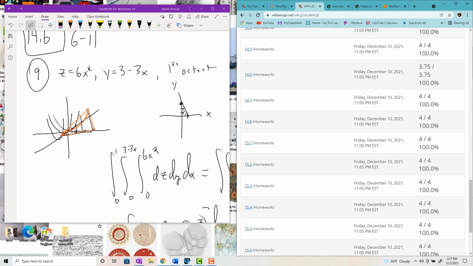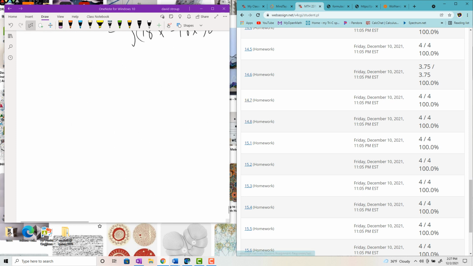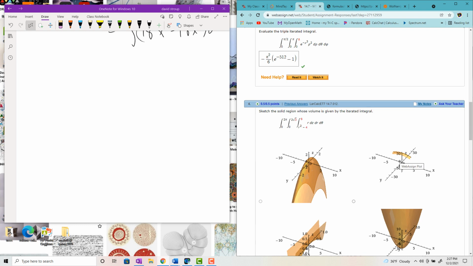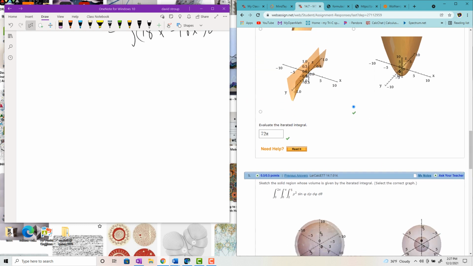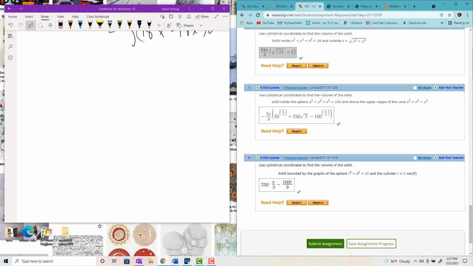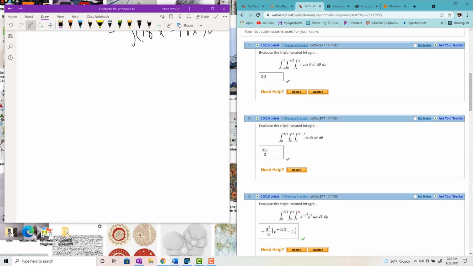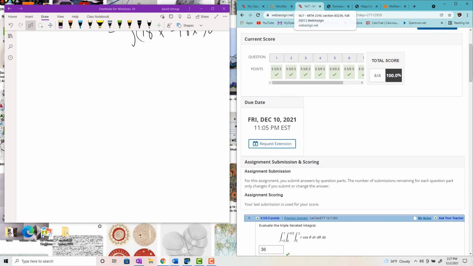Seems like we were doing Jacobians in 14.8. I'm going to leave that out, and then 14.7, just doing triple integrals with cylindrical coordinates and spherical coordinates, so I'm going to leave that part out, and then skip into chapter 15 on vector analysis.